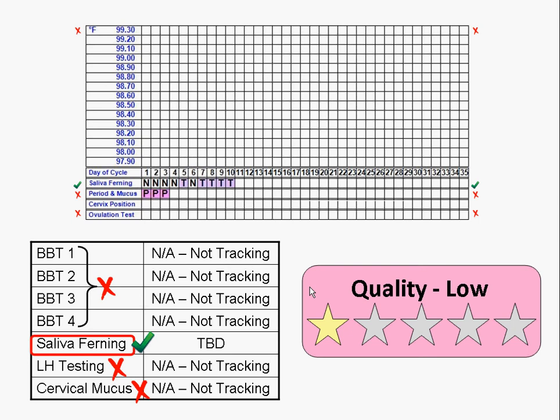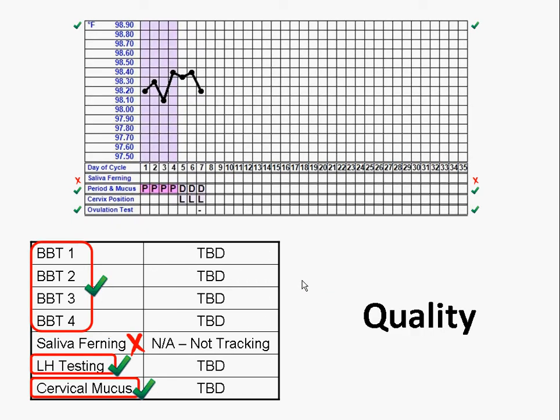In contrast, let's consider this cycle. Even though ovulation dates haven't been determined yet because it's too early, we know that we're tracking basal body temperatures, we're also tracking ovulation tests, and we're also tracking cervical mucus. These are all very good indicators of ovulation, and as a result, since we have good information coming from quality sources, we would consider the quality to be high.